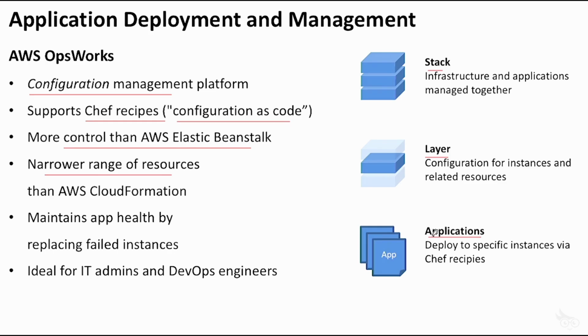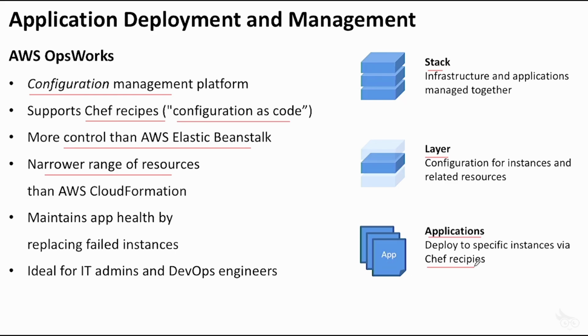And then of course we have our applications. So in that example, that second layer, we would deploy an application to the instances in that layer by leveraging Chef recipes that can control exactly how and when our application gets deployed.